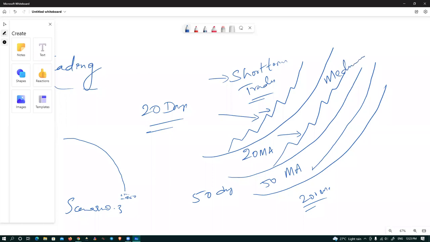He can hold for another 50 days because the 50 days moving average is inclined towards upside. And here it is the 200 moving average. He can hold for 1 year as the inclination is upside. Did you understand the concept? Is it clear? Yes, sir.